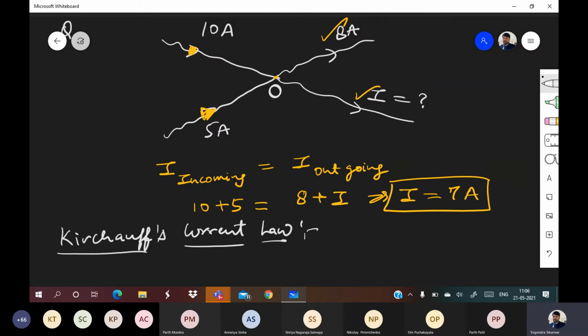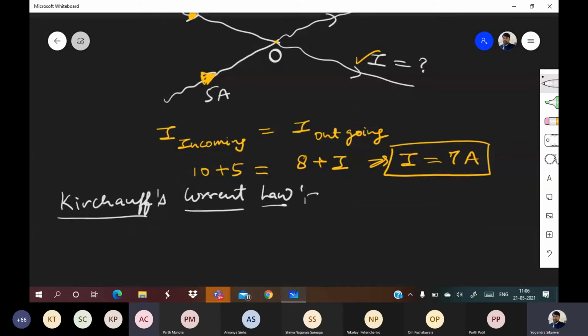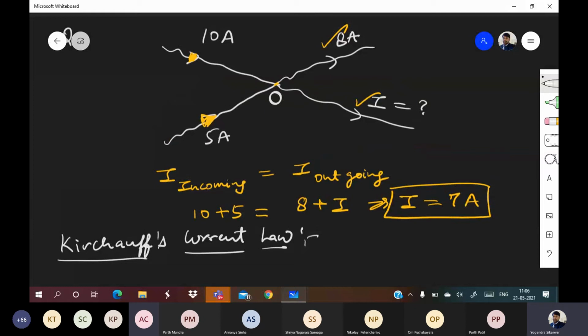Okay, so let's see what Kirchhoff's current law says. Sir, can you repeat? Kirchhoff gave two laws to simplify electrical circuits. Number one, Kirchhoff's current law. Number two, Kirchhoff's voltage law. Okay, thank you, sir.